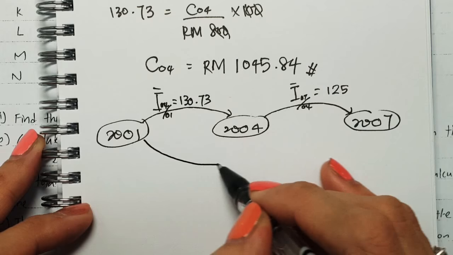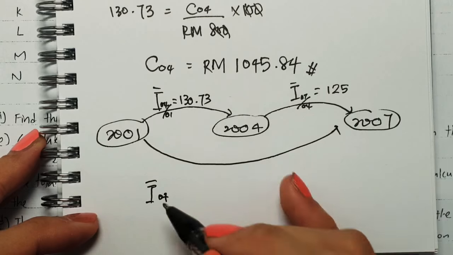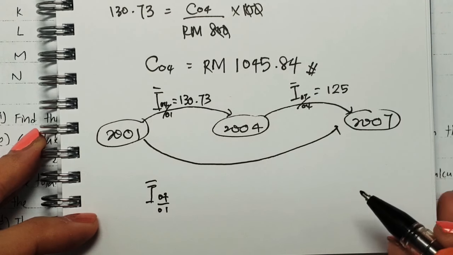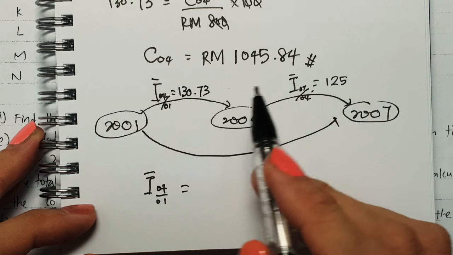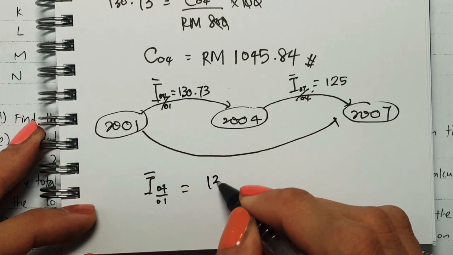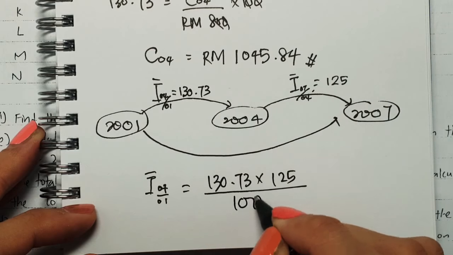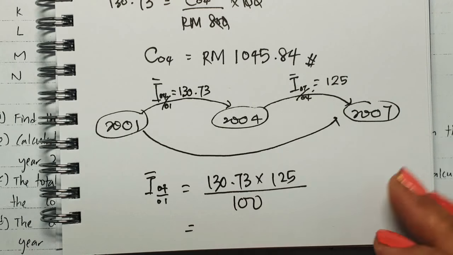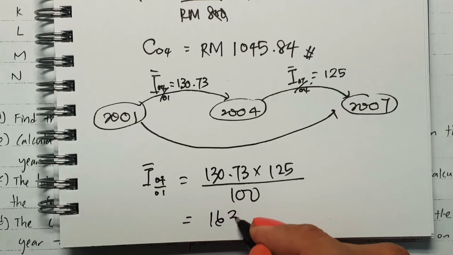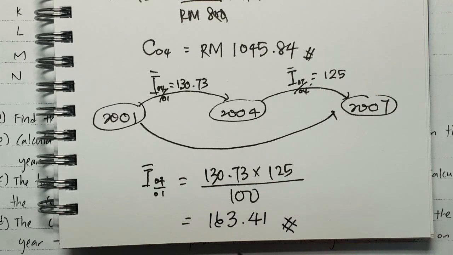So now we need to find the composite index, year 2007, based in the year 2001. So the formula will be this over this divided by 100. This times this divided by 100. So we will have 130.73 times 125 and then divided by 100. Okay, use the calculator. So we will have the answer 163.41. Okay, does it make sense?